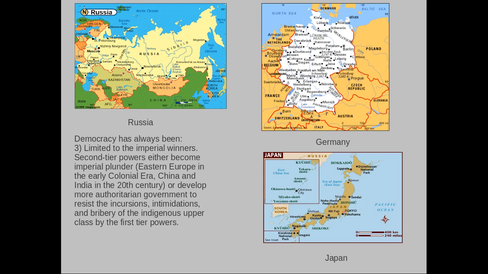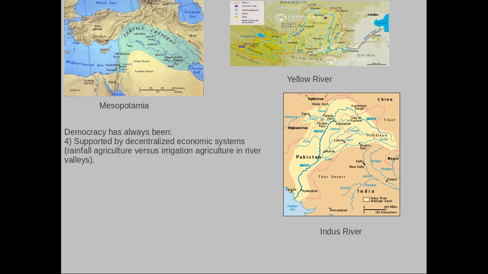So we look at democracy as being this great intellectual achievement and sort of ignore the international ecological economic context of how it develops or what the choices different countries face. Democracy has always been supported by decentralized economic systems, rainfall agriculture versus irrigation agriculture, and river valleys. So in the Fertile Crescent in the Middle East, in Mesopotamia, as it was called historically, we had the development of ancient civilizations around that river valley. In the Yellow River Valley in China, there was the development of large, centralized authoritarian governments. In the Indus River Valley in India, we see that as well.